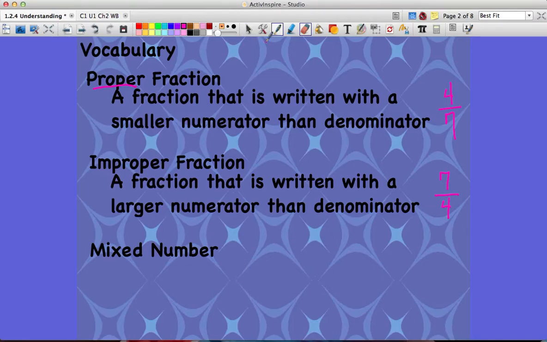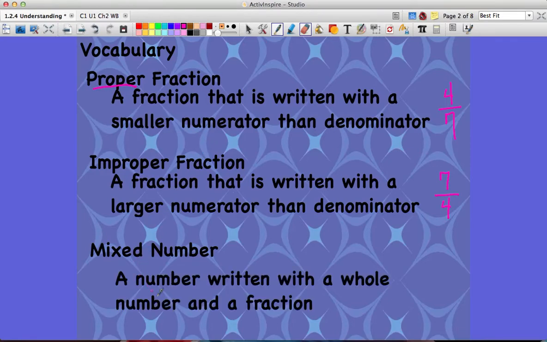Mixed numbers. When we talk about mixed numbers, mix means different things put together. So a mixed number is two different types of numbers put together as one. In this case, a mixed number is a number written with a whole number and a fraction. So for example, you would have a whole number and a fraction.